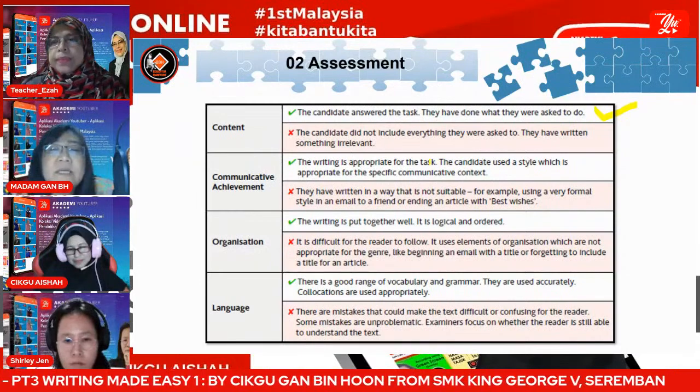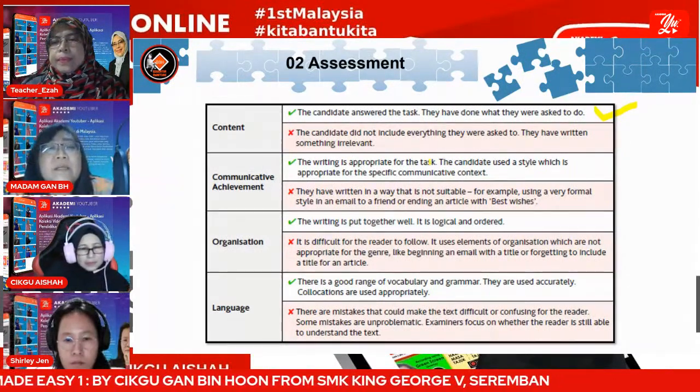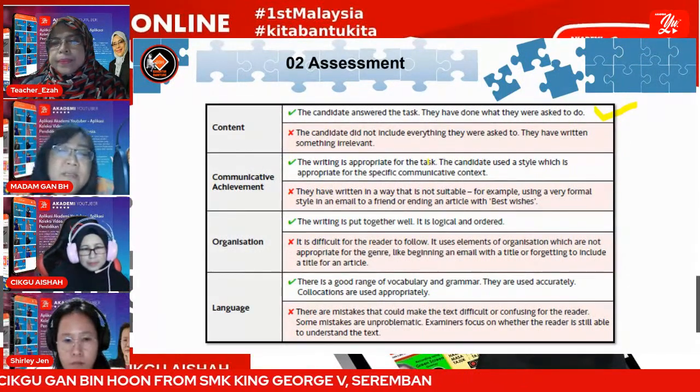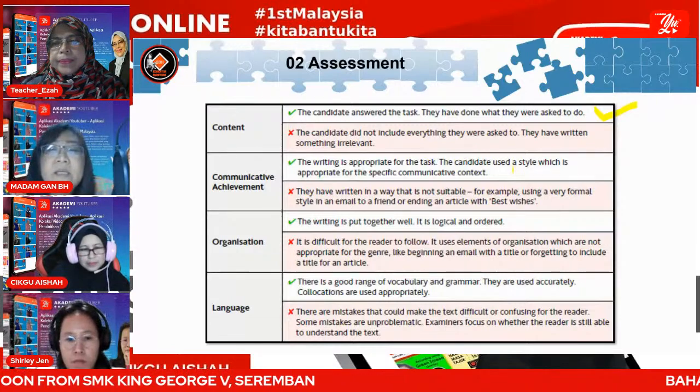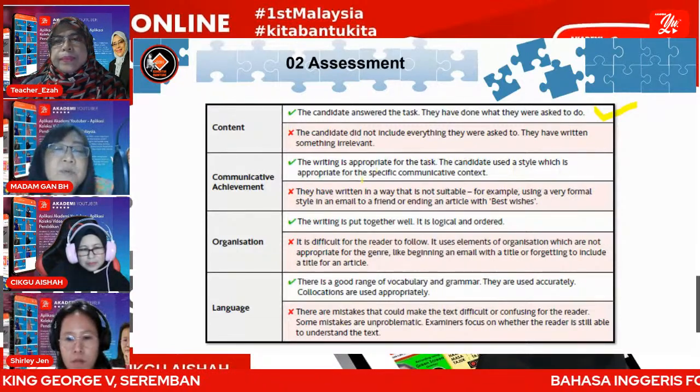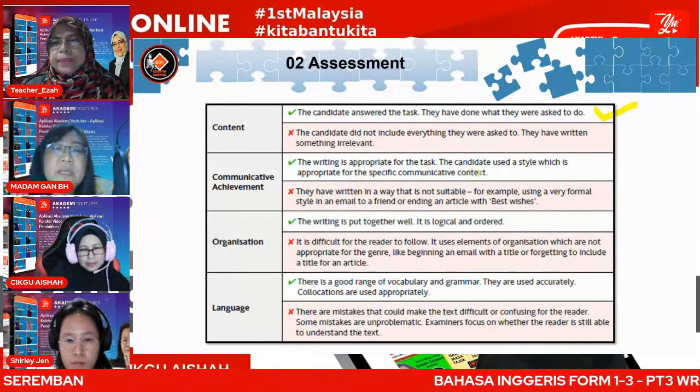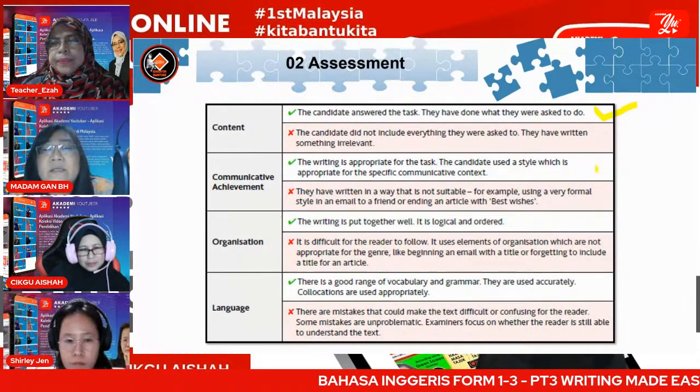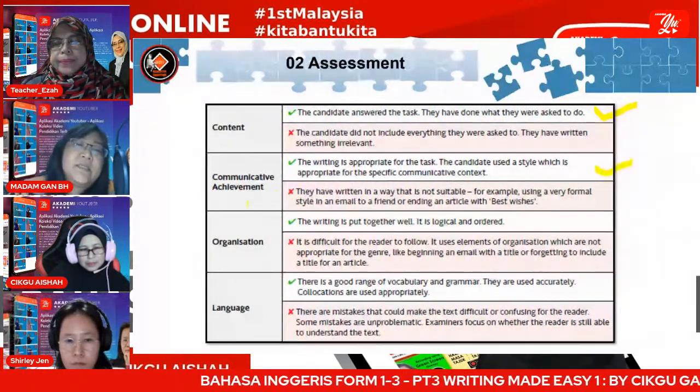If the task is an essay, it should be an essay. If it's an article, it should be an article. The candidate uses a style which is appropriate for the specific communicative content. So this is how you can understand CA.